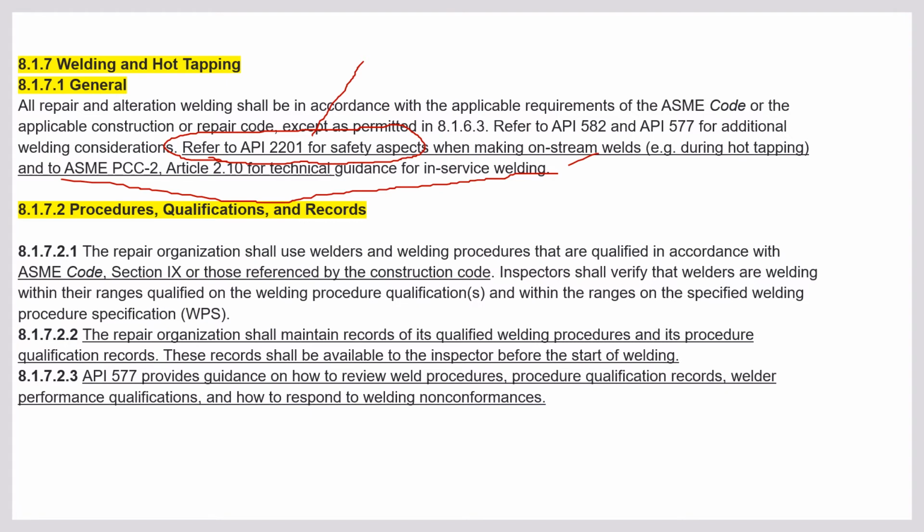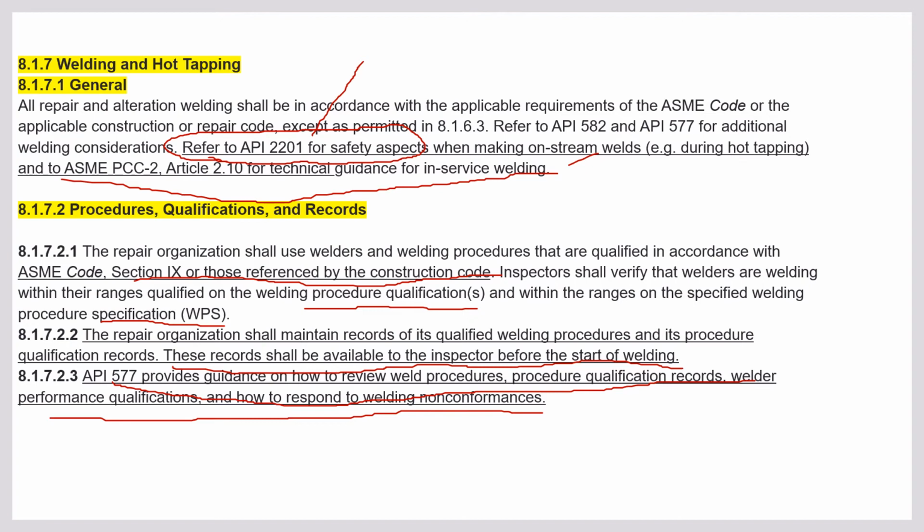Okay. So what procedure, qualification, and record do we have to maintain? Procedure as per ASME Section 9, and those referenced by the construction code we have to follow. The inspector shall verify the welder and welding are within the ranges qualified in the welding procedure qualification, within the range of the specified welding procedure specification, WPS. The repair organization shall maintain records of its qualified welding procedures and its procedure qualification records. The records shall be available to the inspector before the start of welding. API 577 provides guidance on how to review weld procedure, procedure qualification record, welder performance qualification, and how to respond to welding non-conformances. Okay.